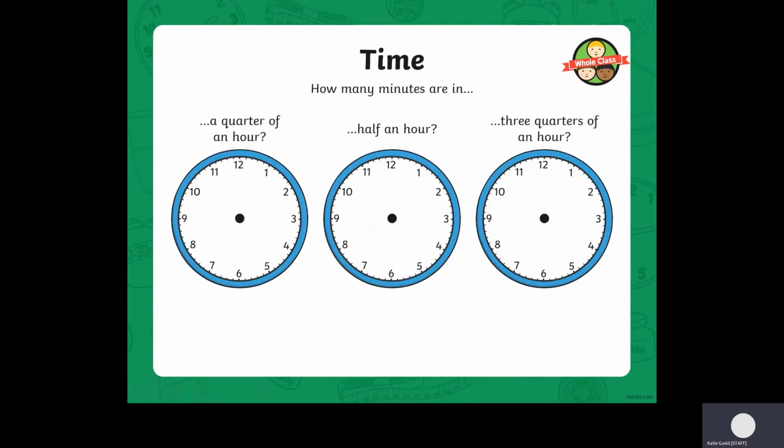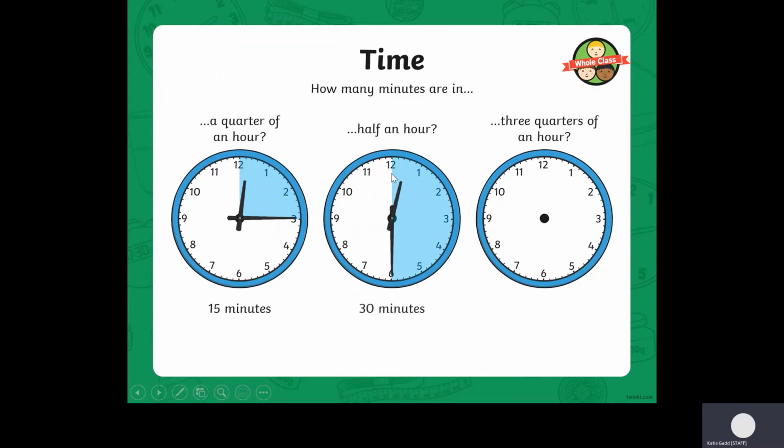So let's have a look and see how many minutes there are in a quarter of an hour first of all. So we want to find a quarter way around the clock. So here we can see that 5, 10, 15 minutes has passed. So we've got 15 minutes. That is the same as a quarter of an hour, because if we split 60 into quarters, now, can you remember how to do that? To find a quarter, we half something and half it again. So 60 in half is 30, 30 in half again is 15.